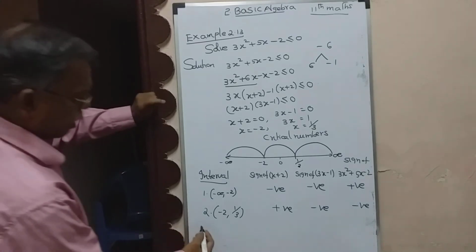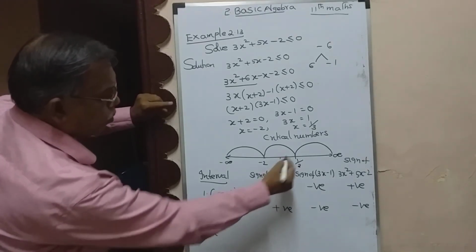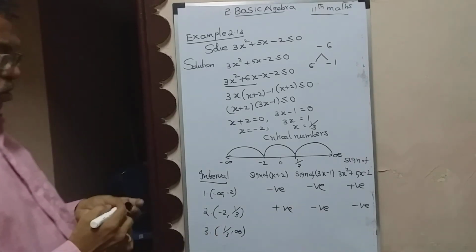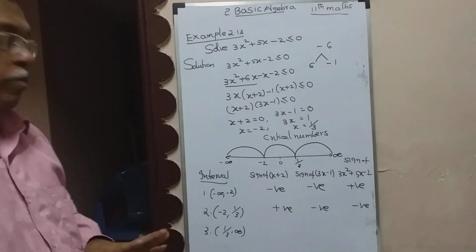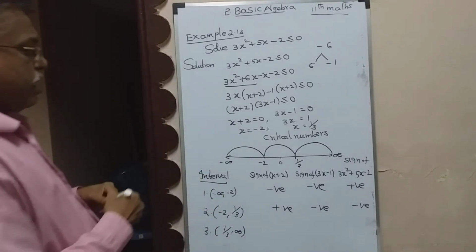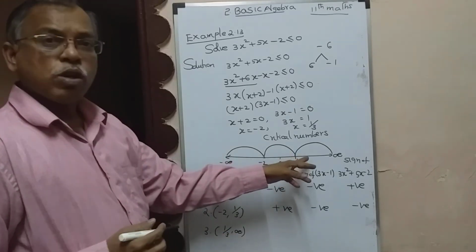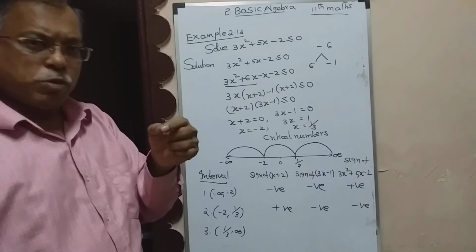And next, third one. Third interval is what? 1 by 3 to infinity. So we covered every value of x. So 1 by 3 to infinity. Here if I take a positive value, just you take 1 by 3 means 0.33.